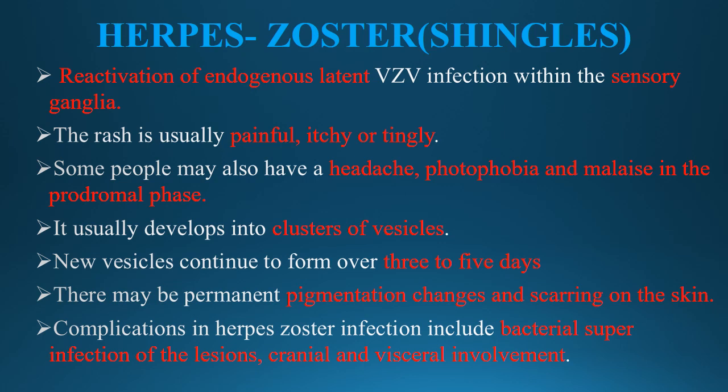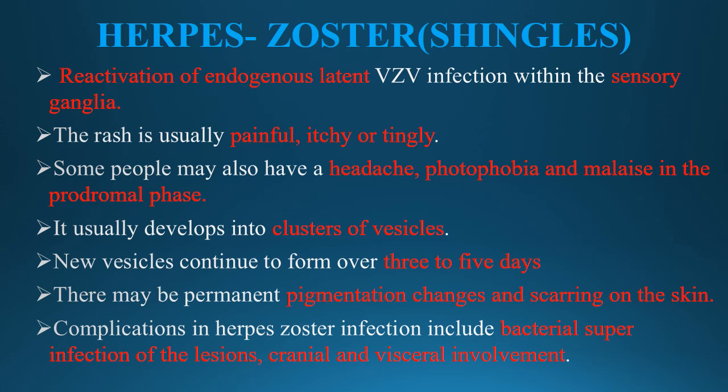This rash is usually painful, itchy or tingling. It develops into a cluster of vesicles. New vesicles continue to form over 3 to 5 days and progressively dry and crust over. They usually heal in 2 to 4 weeks. There may be permanent pigmentation changes and scarring on the skin.